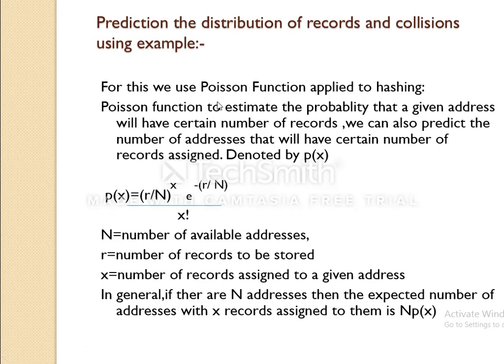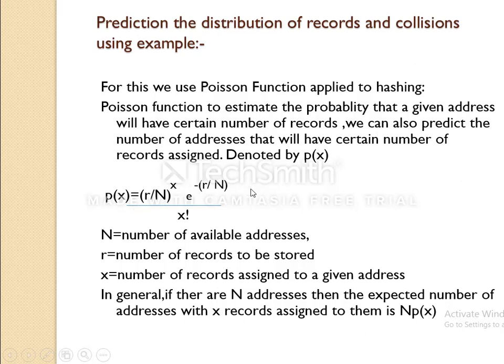Let us see the prediction of the distribution of records and collision using an example. For the prediction of the distribution of records, we use the Poisson function. The Poisson function is used to estimate the probability that a given address will have a certain number of records assigned, denoted by P of x, which is the probability.